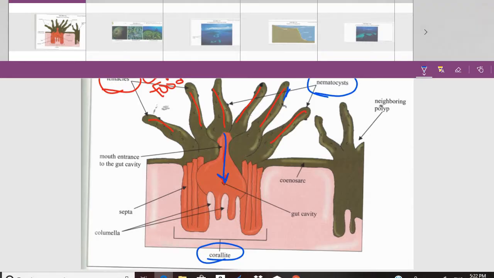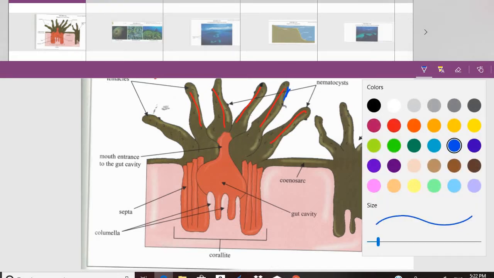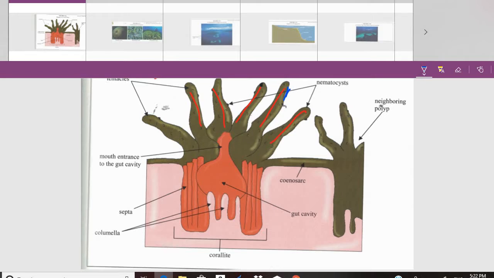Okay, so let's go ahead and look at that picture then. I mentioned the corallite. This coral polyp sits within this skeleton that is called a corallite, and then we have these septa here that are kind of like walls on the outside, and then we have these columella, the projections that come off of the bottom or the floor of the polyp.